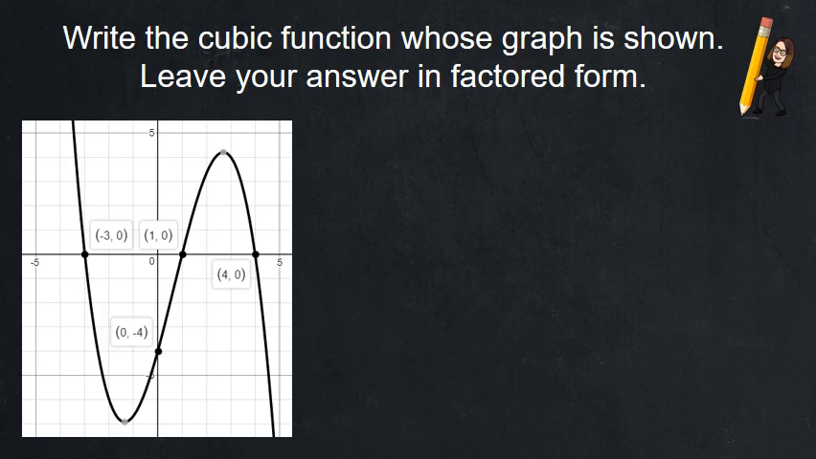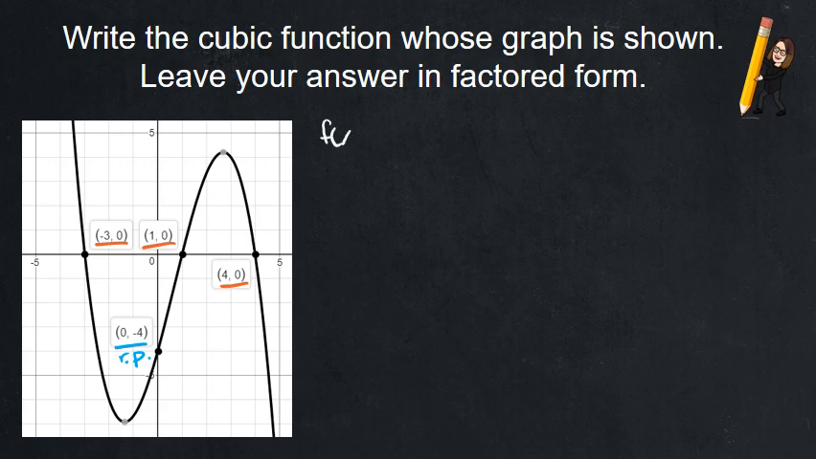Let's take a look at this example. We want to write a cubic function for the graph that's shown. And in this case, let's leave our answers in factored form. It just makes things a little easier. As I take a look, I can see I've got an x-intercept, an x-intercept, an x-intercept, and even though it's a y-intercept, this can be my random point. So let's start by setting it up.